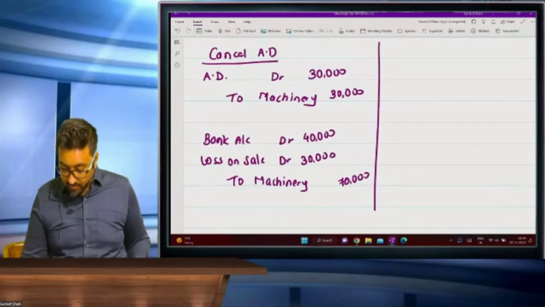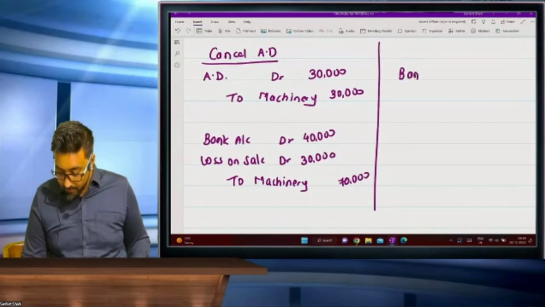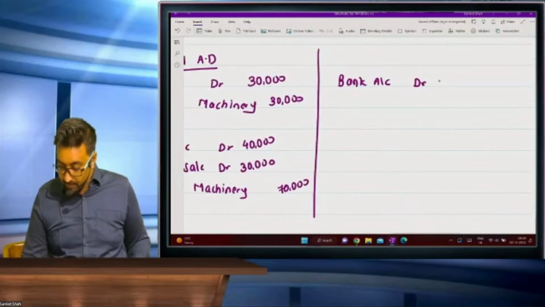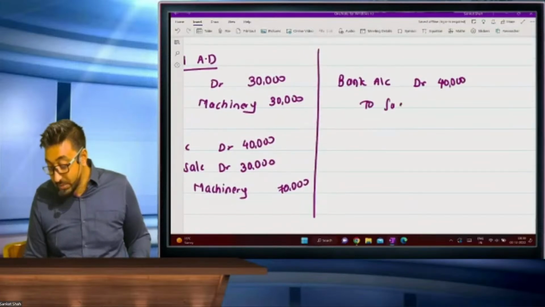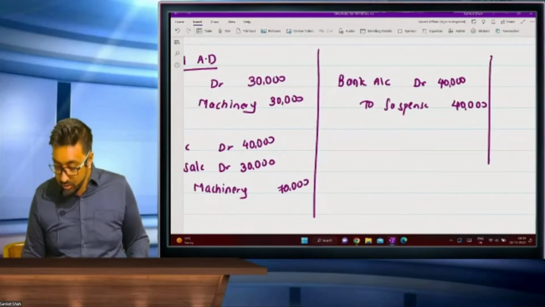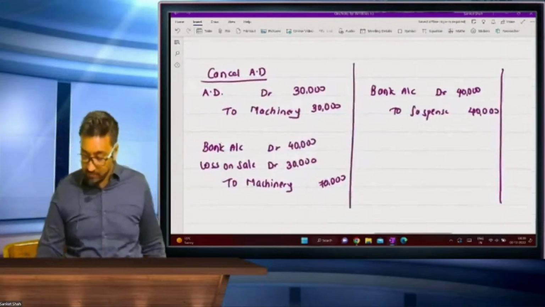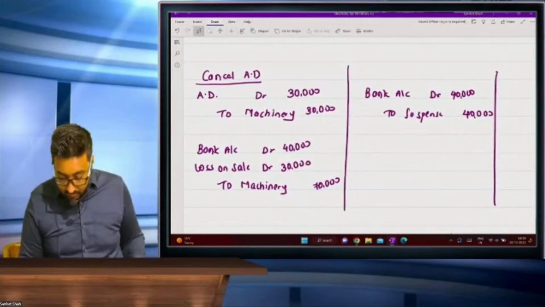And what is the wrong entry? Bank account debit 40,000 to suspense, 40,000. So what is correct? Correct.